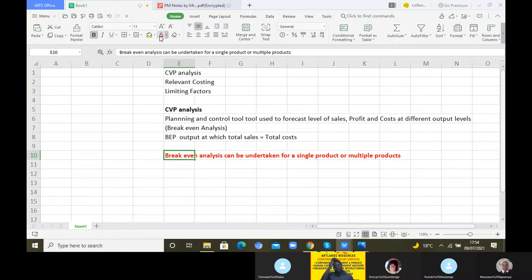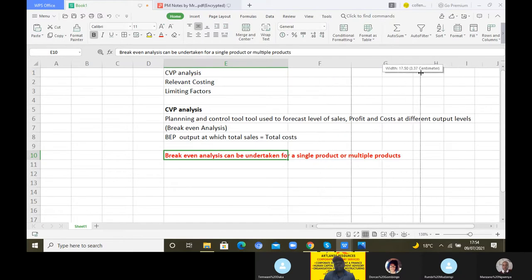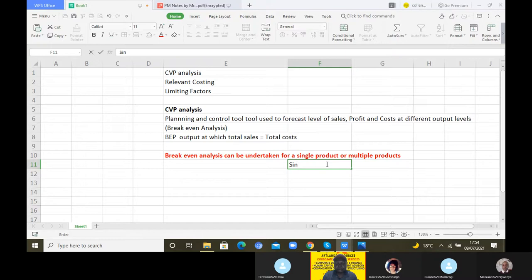So what we'll be doing here is, let us have a comparative table which tells us how we compute break-even point for a single product and for multiple products. So I will have here single product and multiple products like this. So this is single product break-even analysis, and here it's multi-product break-even analysis. So there's single product and there are multiple products. We just present it as multi-product.